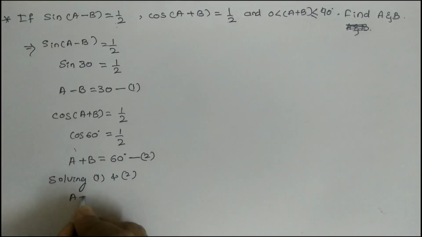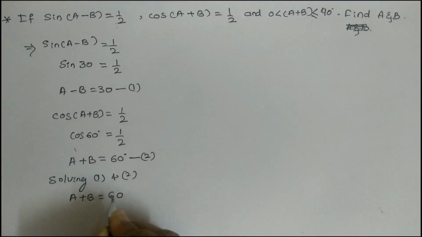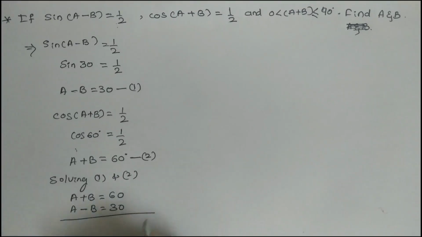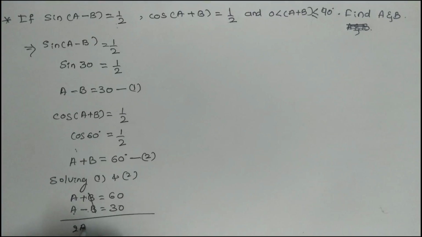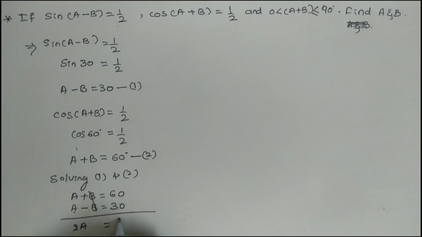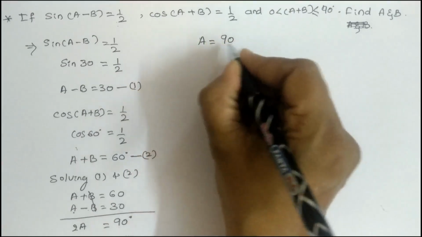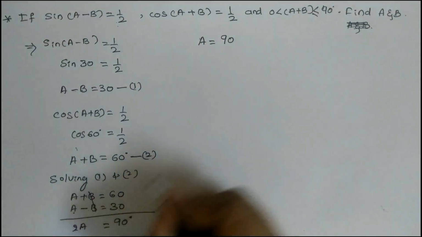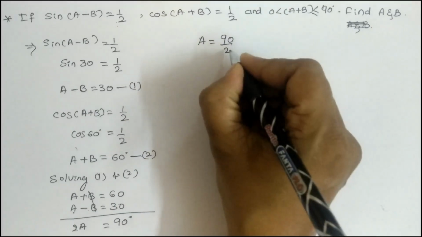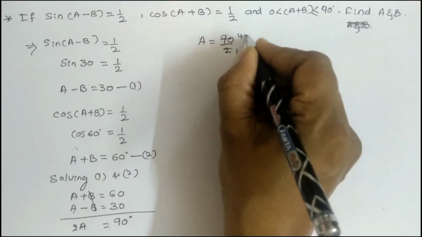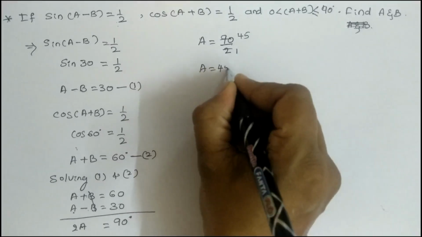So what we can do, A plus B is equal to 60 and A minus B is equal to 30. So here plus B minus B, these two get cancelled. So A plus A is 2A is equal to 60 plus 30 is 90 degree. Now A is equal to 90, cross multiply this 2, it will go to the denominator. So 2 ones are 2, 45. So A is equal to 45 degree.